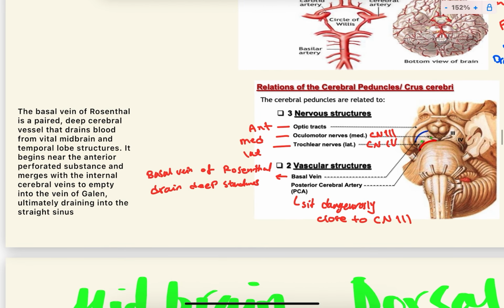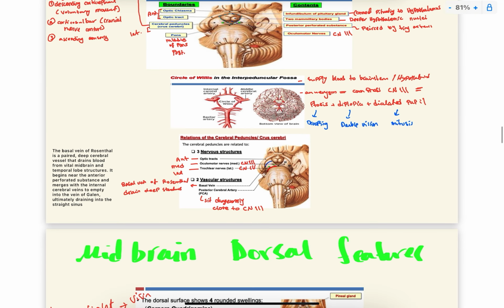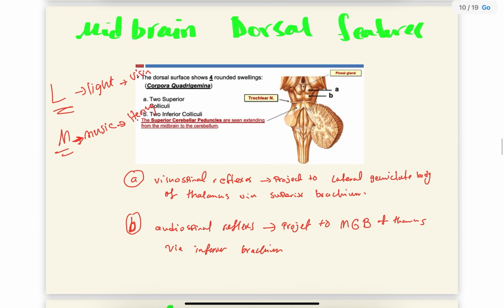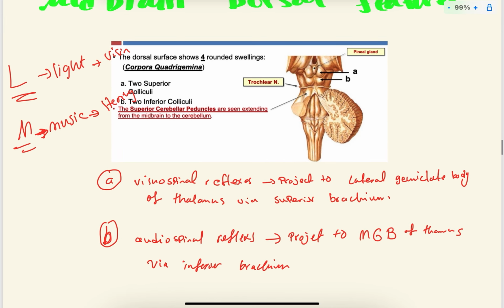Now, this is if you want to read about the basal vein of the Rosenthal. You can pause the video and read it. I'm focusing on the most important things. Now, for the dorsal features, we're done with the ventral. Dorsally, what can I see? I can see what? I can see two superior colliculi and two inferior colliculi.